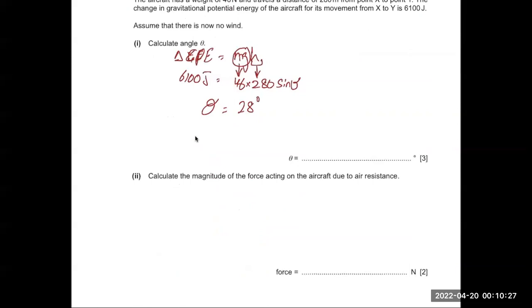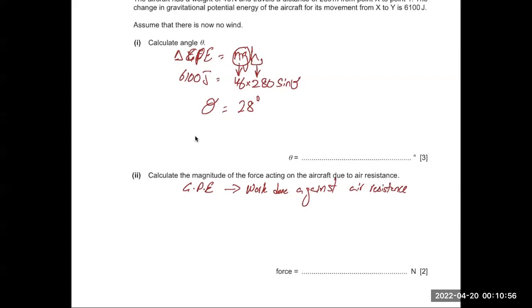So gravitational potential energy gets converted into work done against a resistance, not into kinetic energy. What is the change in gravitational potential energy? 6,100 joules.